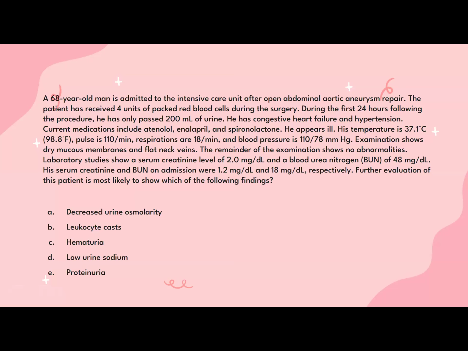He appears ill. His temperature is okay. His pulse is slightly elevated. His respirations are okay as well. Blood pressure is fine. There's dry mucous membranes and flat neck veins. The remainder of the examination shows no abnormalities. Serum creatinine is elevated. BUN is super elevated, right? His creatinine and BUN at the time of admission were these. Further evaluation is most likely to show which of the following features in this patient. So what are we thinking?